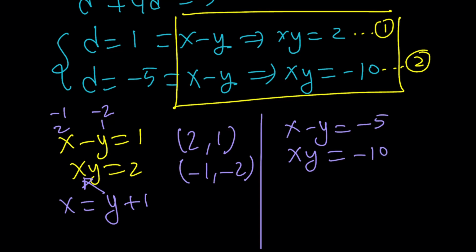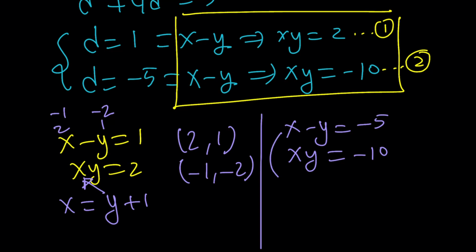I'm just guessing, because when I think about two numbers whose product is negative 10, I don't think their difference is ever going to be negative 5. We can still test it. One of them has to be negative, so 1 and negative 10, 2 and negative 5, 5 and negative 2. I don't think these will work because their difference will never be negative 5. So we probably have irrational solutions. Let's go ahead and find out.